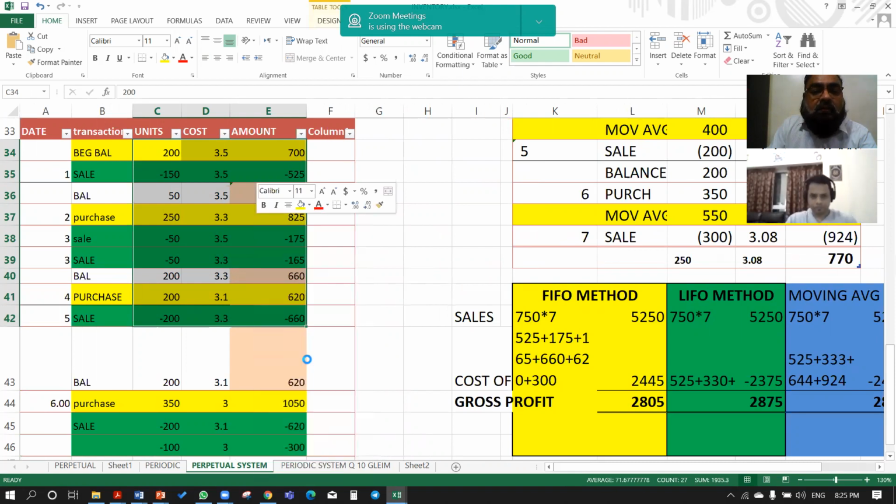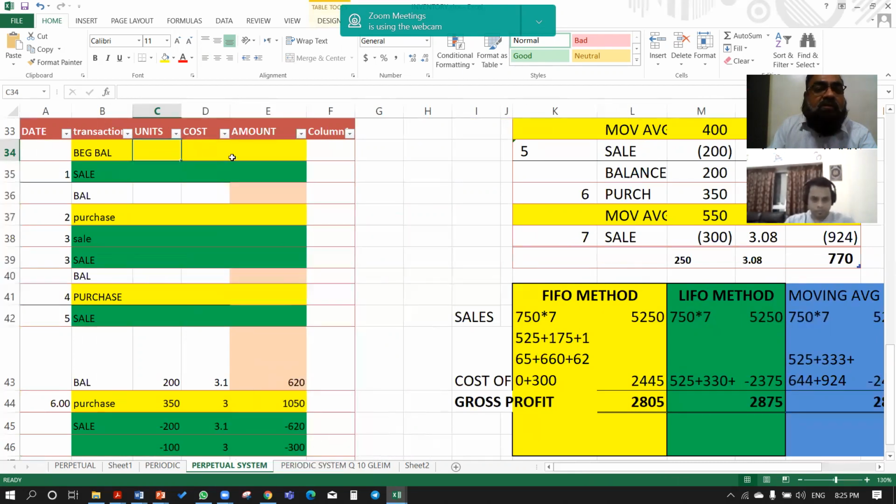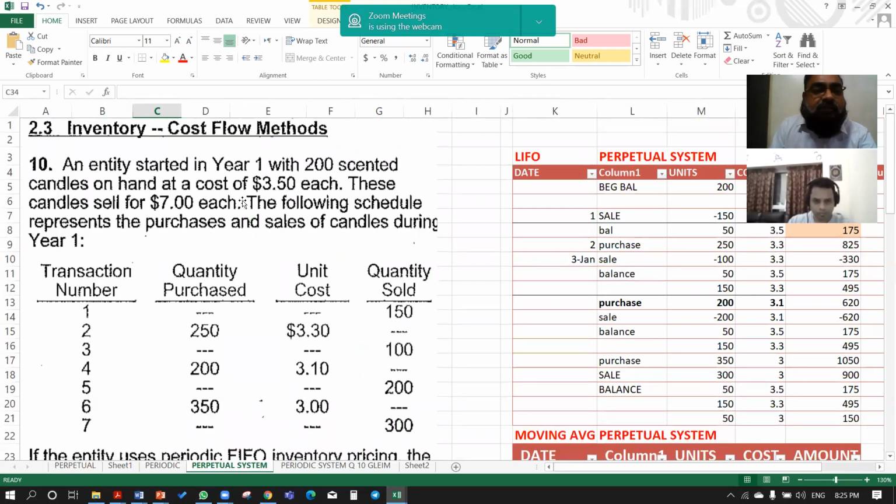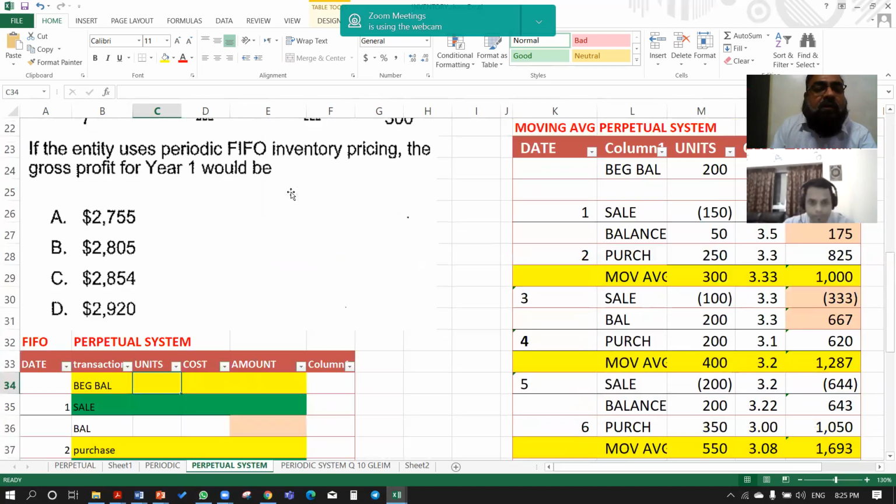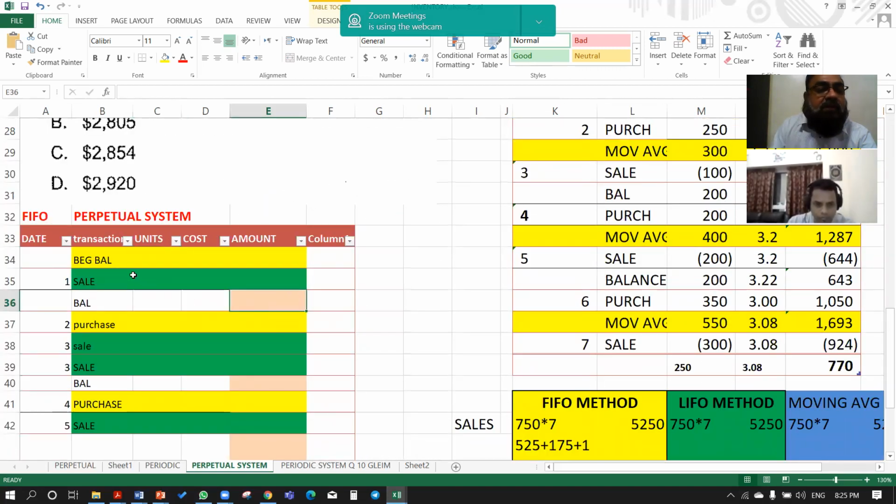Okay, so what is this now? How many units do we have as balance? We have 200. What is the cost price? 3.5. So you can make the table like that: there is a beginning balance of how many units? 200, and the cost is 3.5, right? So what amount will it become? It is 700. Yes, 700 we have.